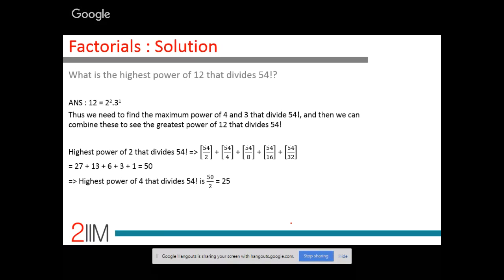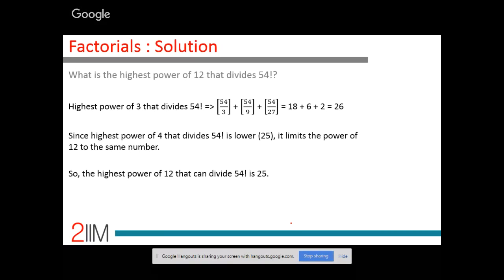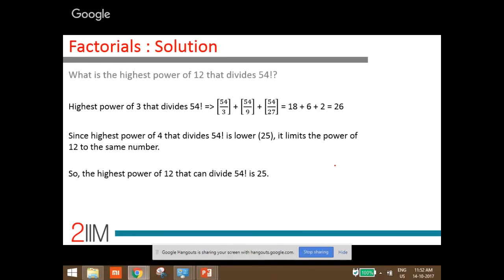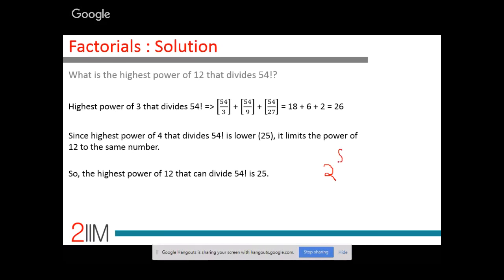Highest power of 3 that divides 54 factorial? 18 plus 9 plus 3 plus 1. So this number is a multiple of 2 power 50 and 3 power 26. What is the highest power of 12 that will divide this? Give me the answer. What's the highest power of 12? 25. So this number is a multiple of 2 power 50 and 3 power 26.